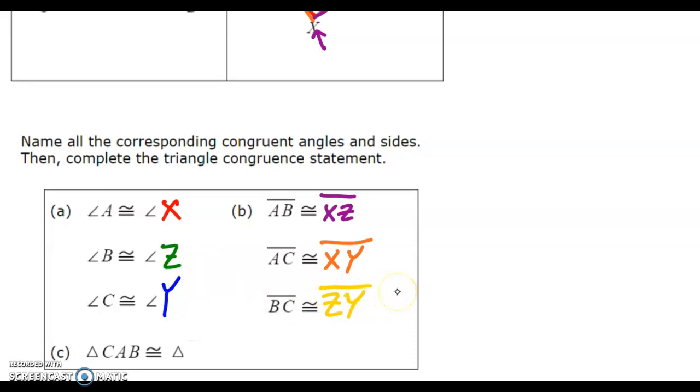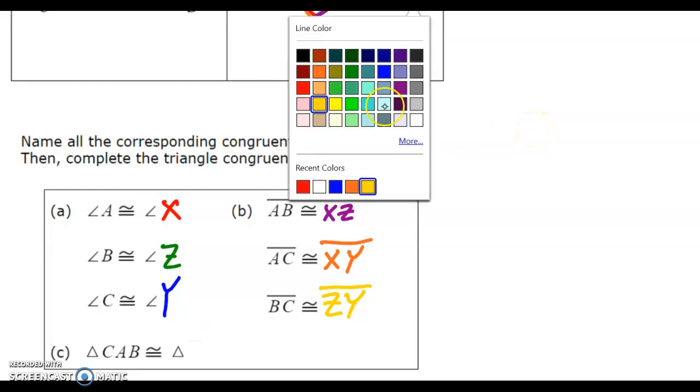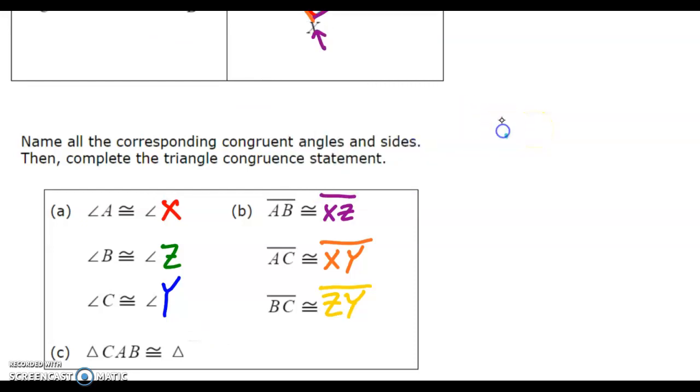Okay, and then if you notice, they didn't just name this triangle ABC. They got a little bit tricky on us, and they named it CAB. So we just have to name it in the order of those corresponding angles. So C corresponds with Y. So then triangle Y, the A corresponds with X, and the B corresponds with Z. So triangle YXZ is congruent to triangle CAB based on the order that we had to name that. Okay?